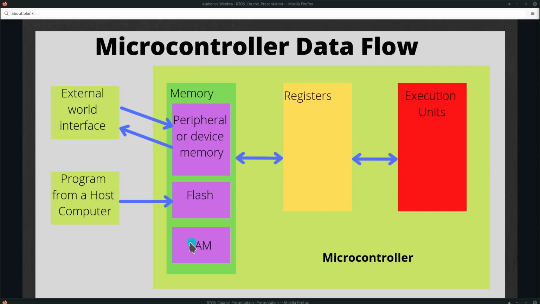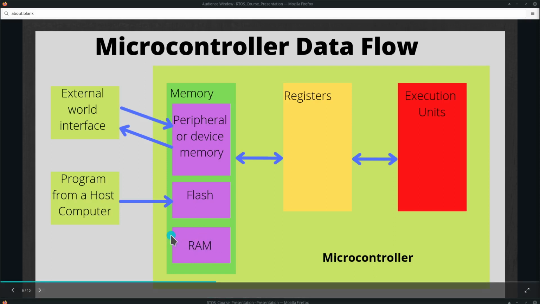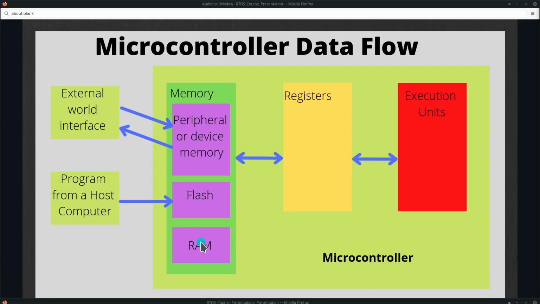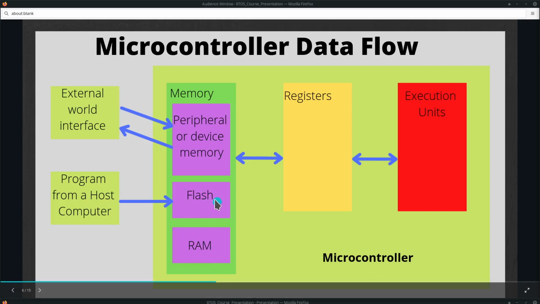We have here the random access memory. Usually it's the SRAM in the microcontrollers that stores the temporary data. The difference between flash and RAM is once we turn off and on a microcontroller, the data in a RAM will be lost, but the flash will retain the data.